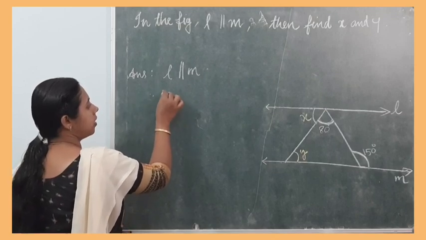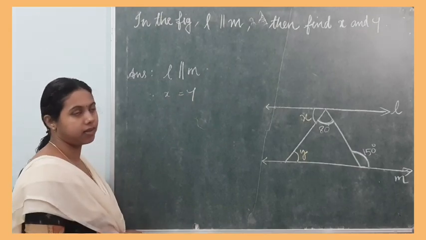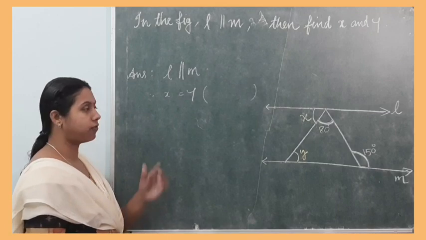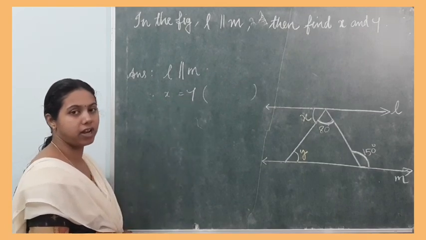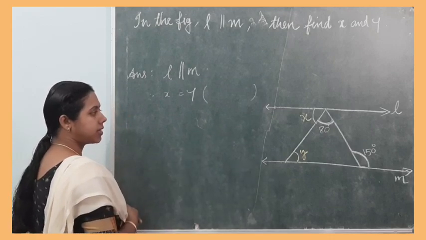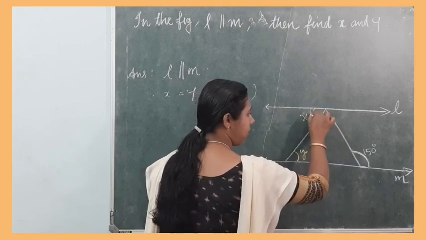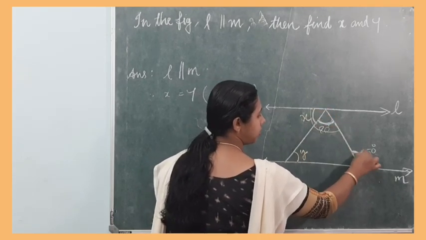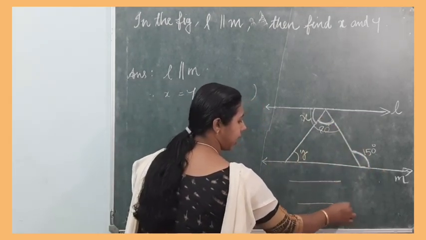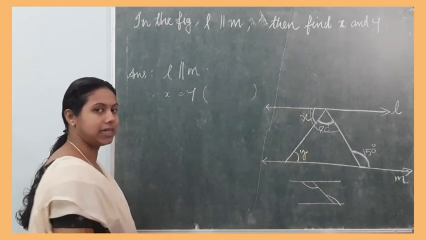Therefore, angle x is equal to angle y. They are alternate interior angles. But we don't know what is the value of x. If you get the value of x, then only you are able to find the value of y. So when you observe the figure, you can see that sum of these two angles, that is the whole angle, will be equal to this because they are alternate interior angles. These two are the parallel lines and this is the transversal.